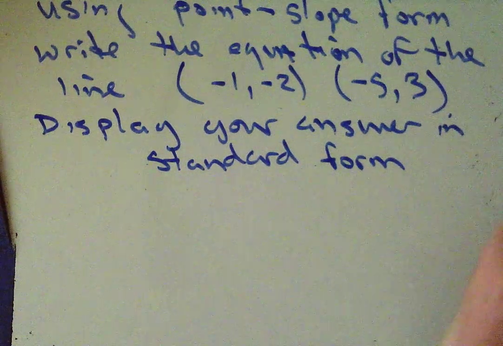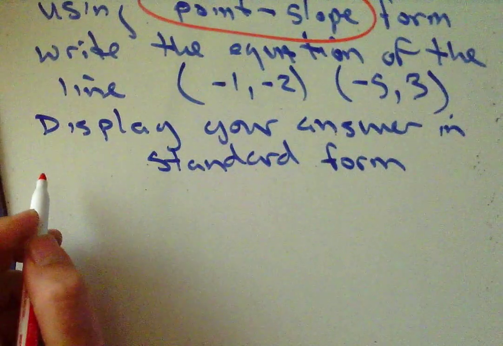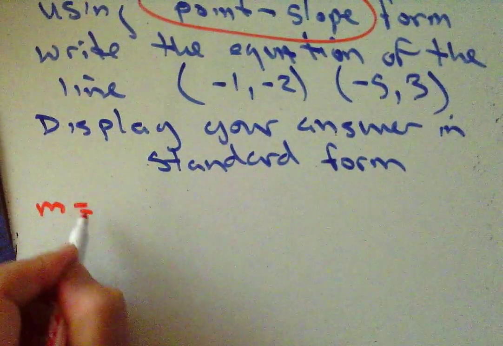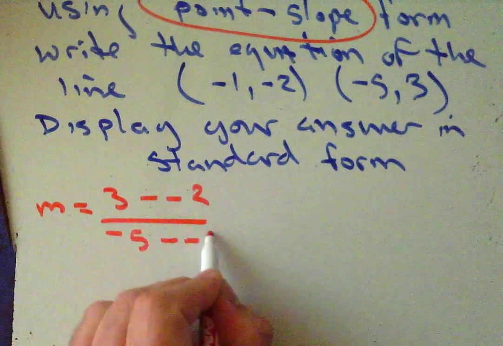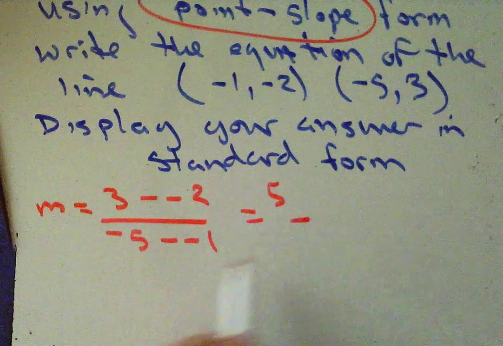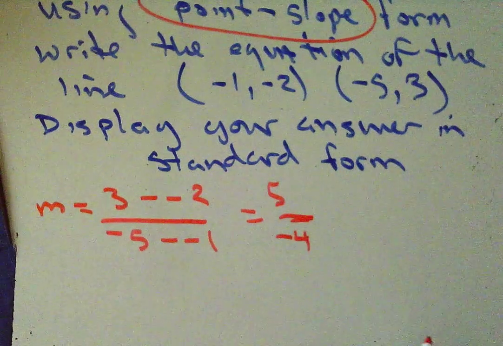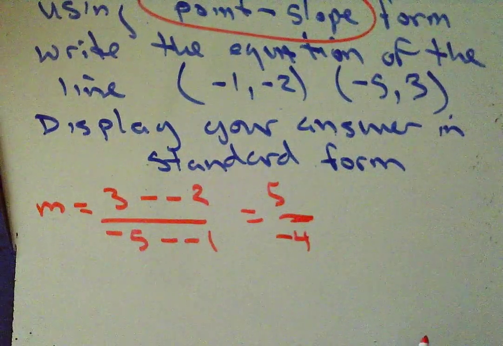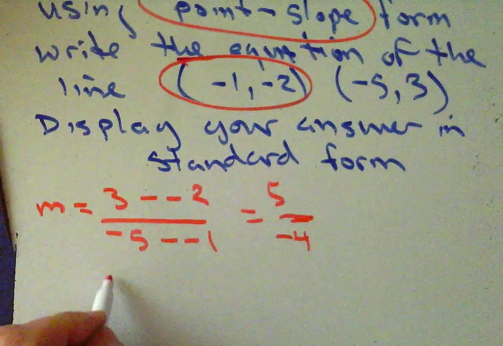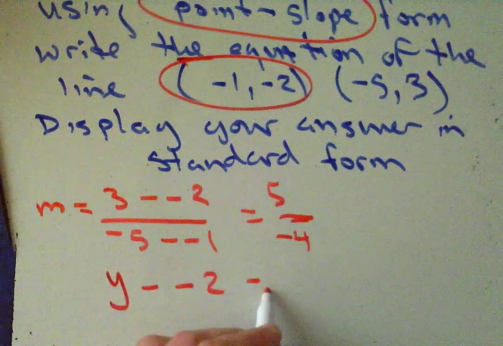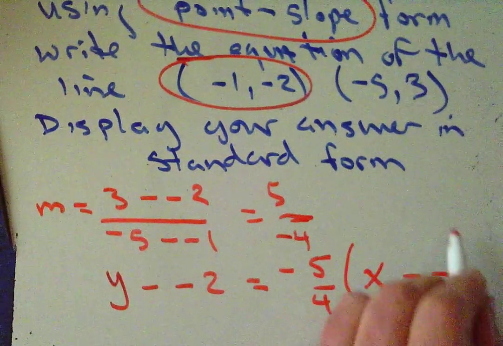All right, so we're told here to use point-slope form. That means I'm going to need to find a slope. My slope will be 3 minus negative 2 over negative 5 minus negative 1. That's going to be 5 over negative 5 plus 1, which is negative 4. So there's my slope. I'm using point-slope form, so here's a point, here's the slope. I've got y minus negative 2 equals negative 5/4 times x minus negative 1.